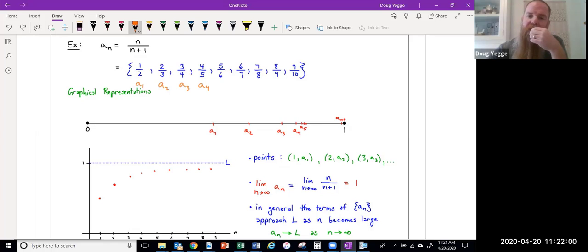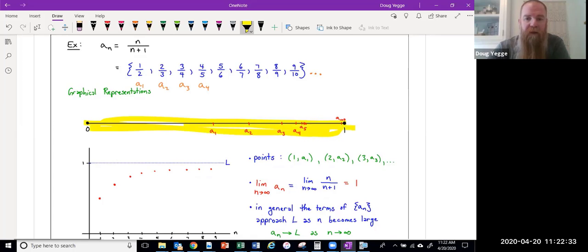Now, if I were to continue this, then eventually I would get a term of, say, 999 over 1,000, or 9,999,999 over 1 billion, right? You can see that those numbers tend to get closer and closer and closer to 1. And you can see that graphically by taking a look at this number line right here.